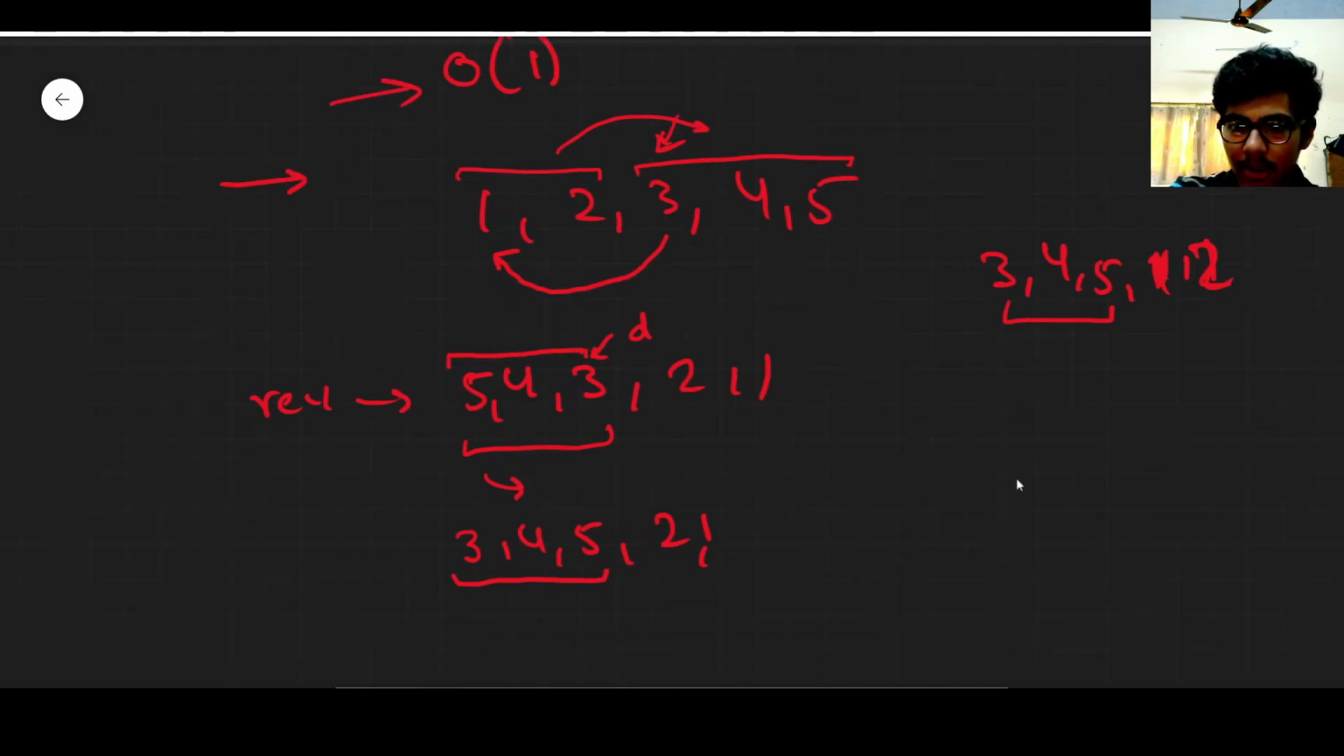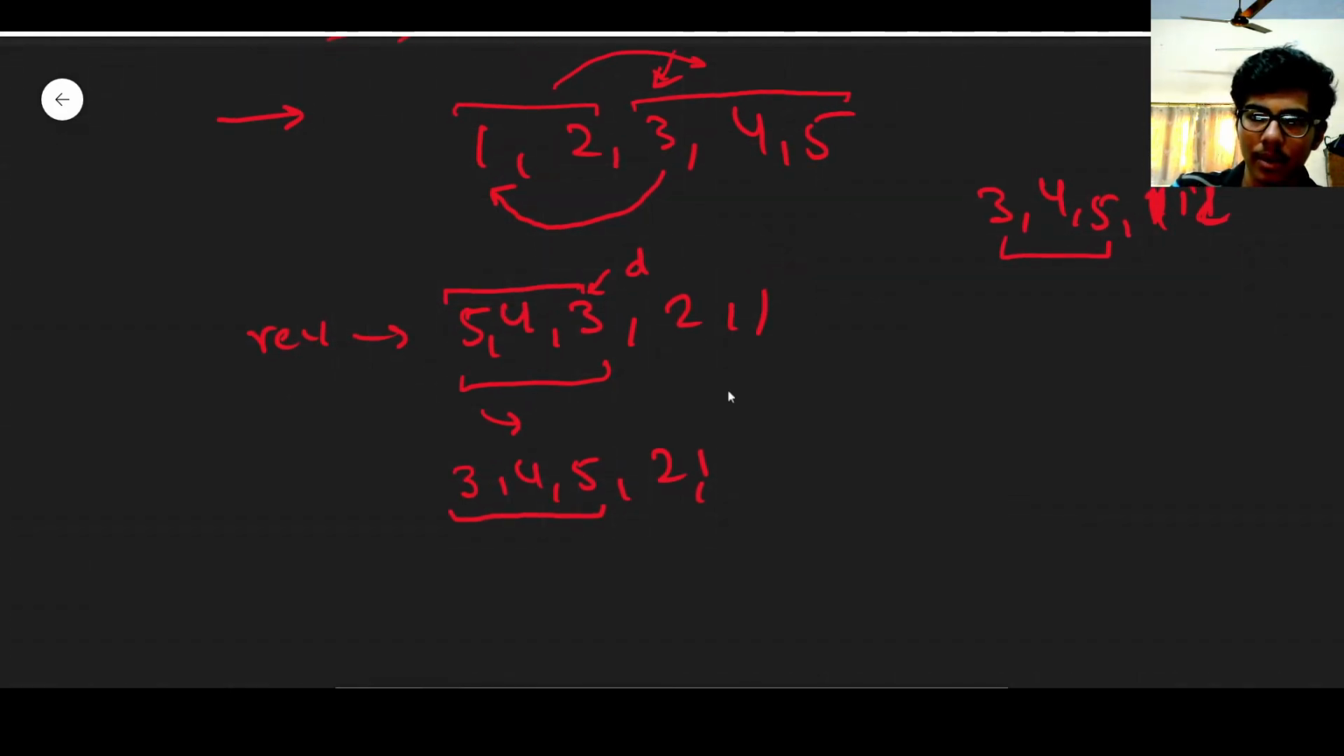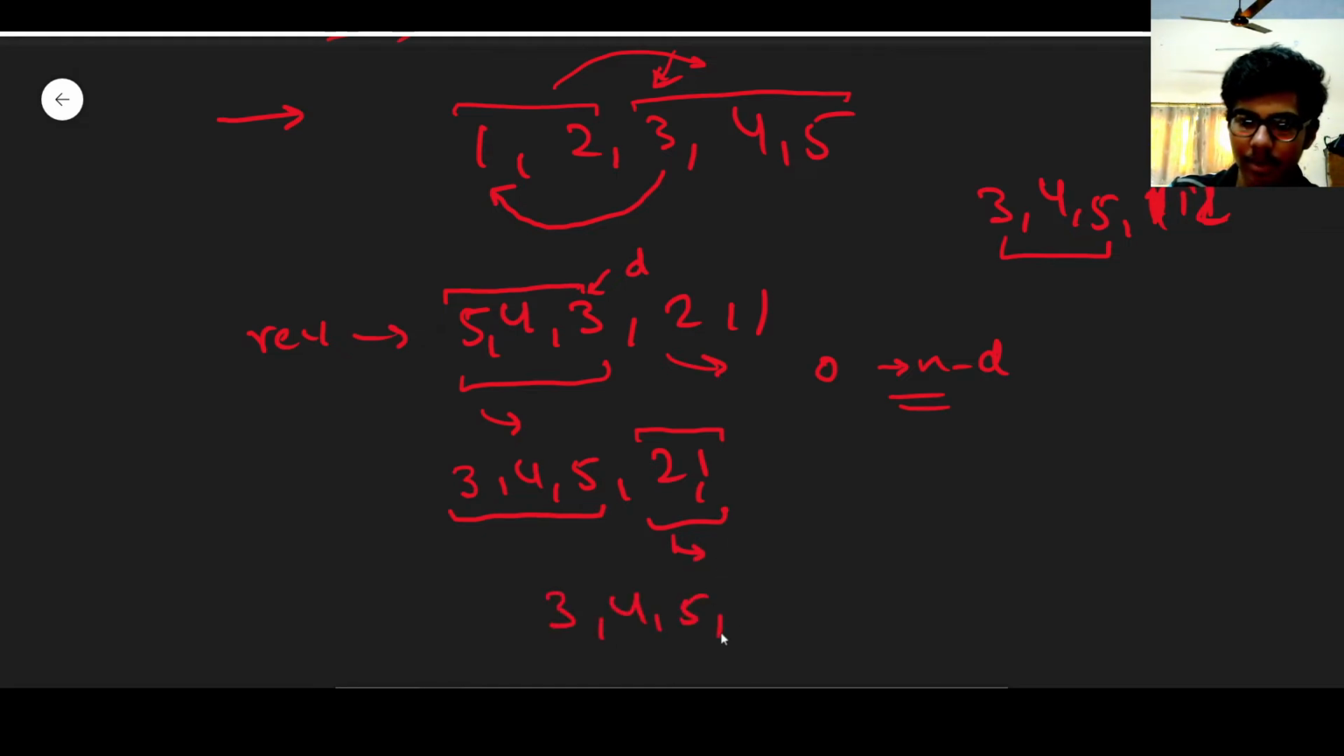So when half the part is solved, this part is left. 0 to n minus d has been solved for this part. Now this part is left. So if this part is left, we will reverse this also, giving 5 and 1 comma 2. So now are we getting the right answer?